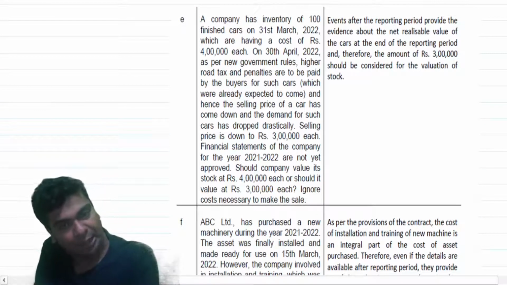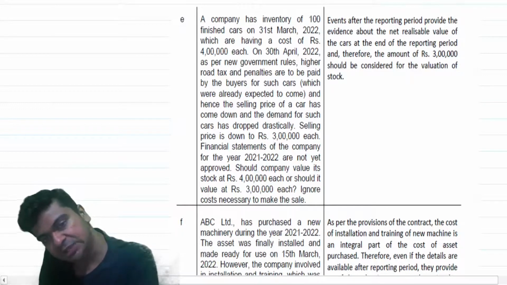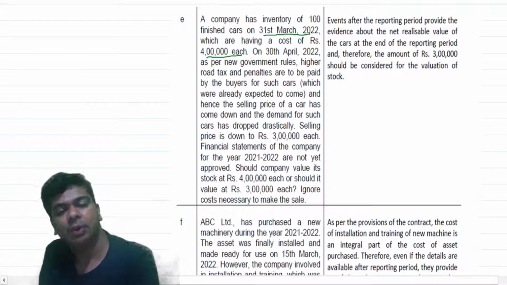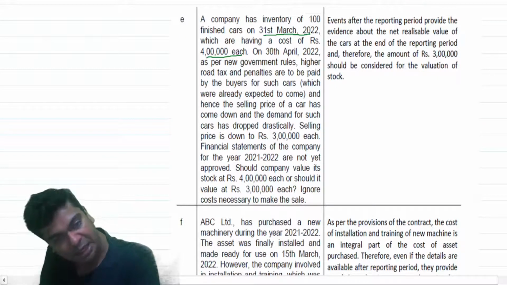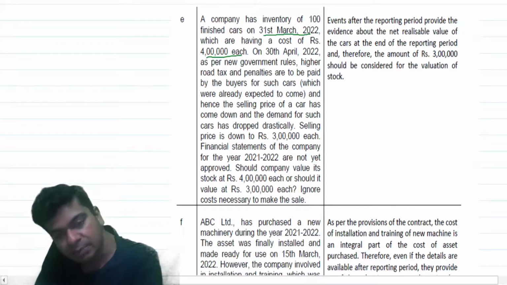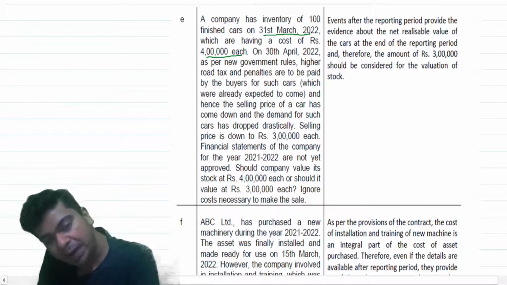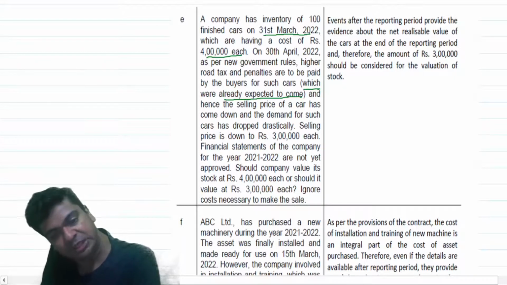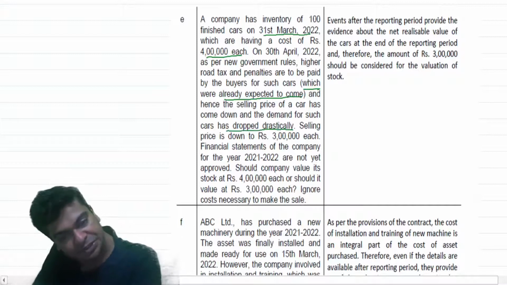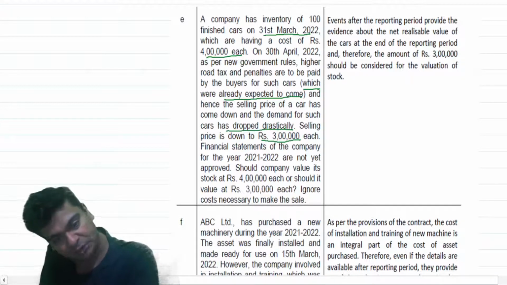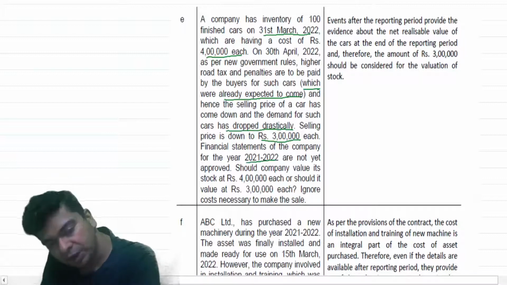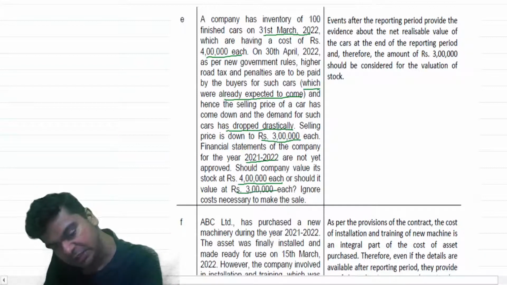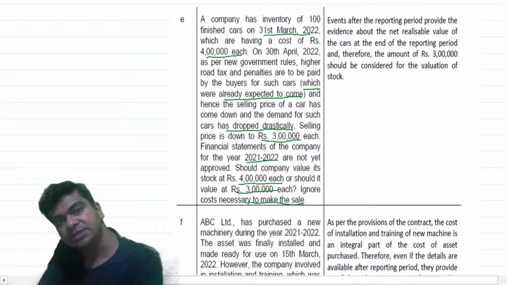It says a company has inventory of 100 finished cars as on 31st March 2022, which are having a cost of rupees 4 lakhs each. On 30th April 2022, as per new government rules, higher road tax and penalties are to be paid by the buyers for such cars, which were already expected to come. And hence the selling price of a car has come down and the demand for such cars has dropped drastically. Selling price is down to rupees 3 lakhs each. Financial statements of the company for the year 2021-22 are not yet approved. Should the company value its stock at rupees 4 lakhs each or should it value at rupees 3 lakhs each? Ignore the cost necessary to make the sale.